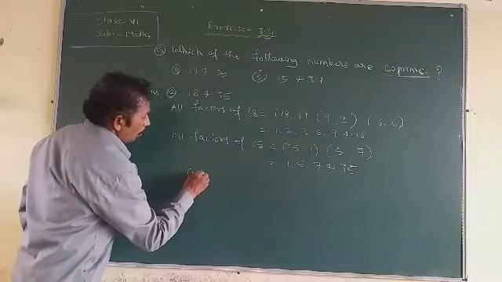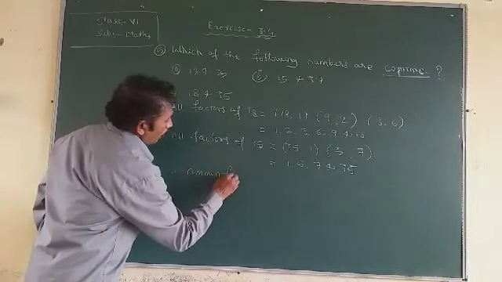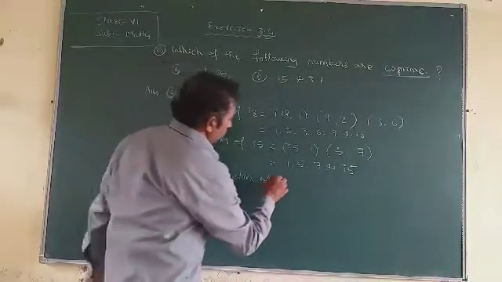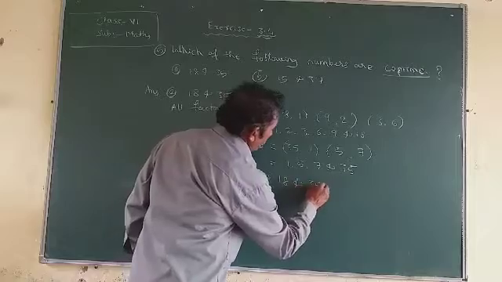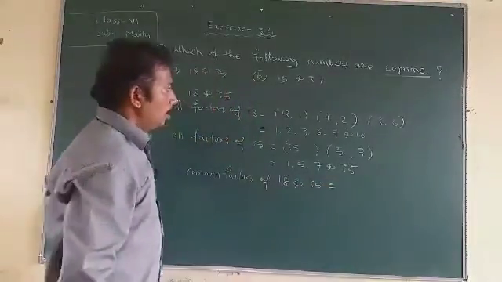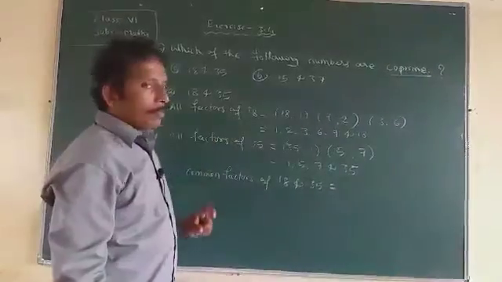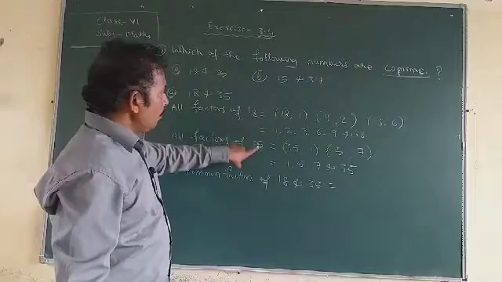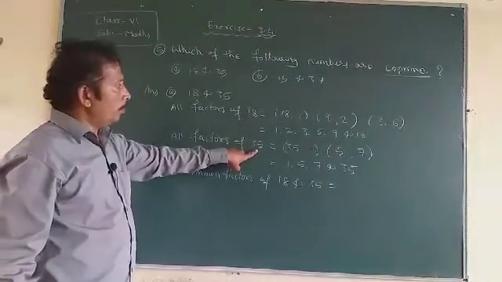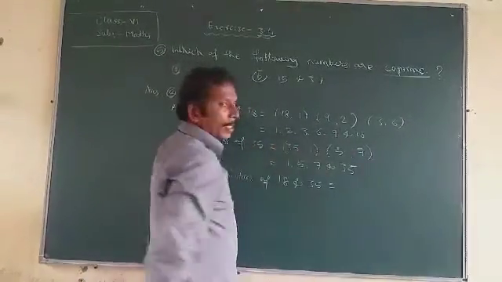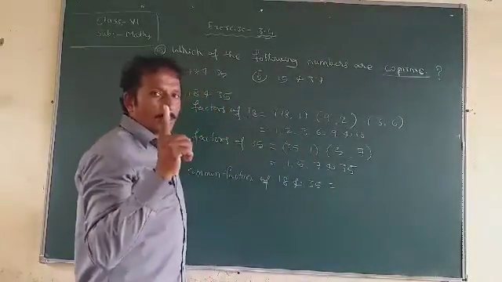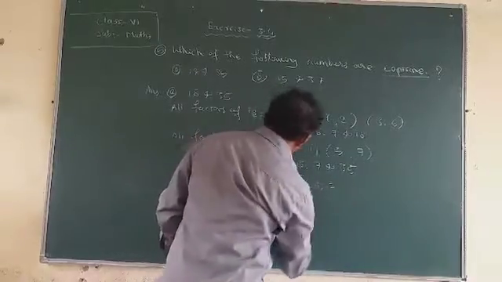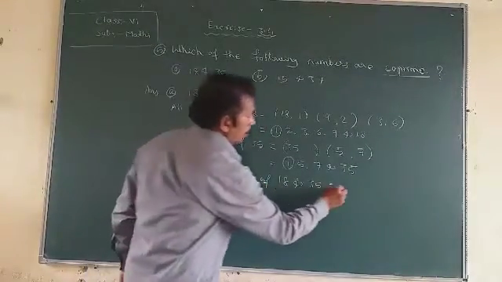Therefore, common factors of 18 and 35 is equal to, now find what are the common factors in the factors of 18 and also in the factors of 35. There are no other common factors, only one common factor is there, that is 1. So, the common factors of 18 and 35 is 1.